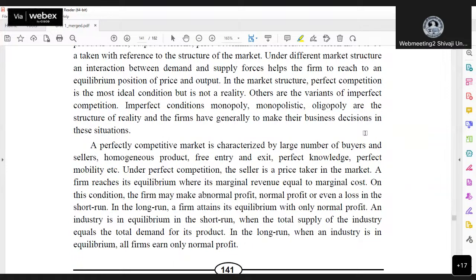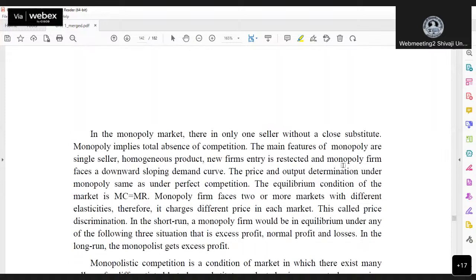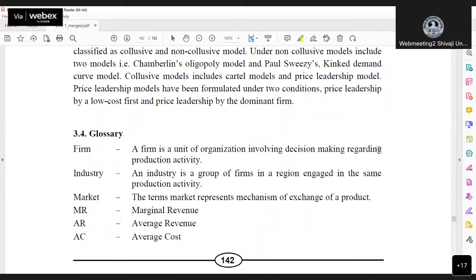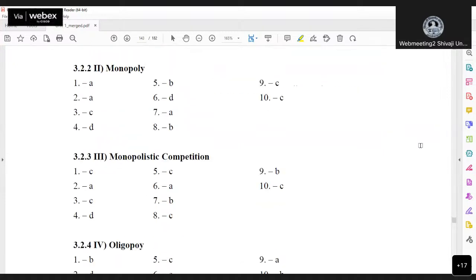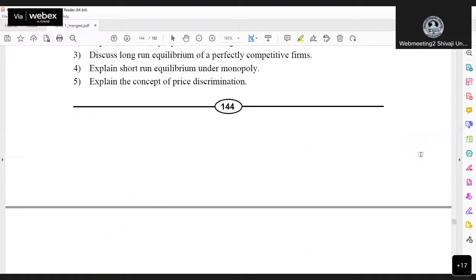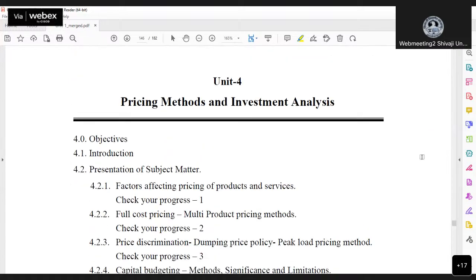What exactly is in your syllabus, what is meant by which terminologies, what is the scope of your syllabus, what are the objectives of your unit, and at last the glossary. I need not tell these things again and again. We are considering that you have studied all these things and concepts properly. Then unit number 4, pricing methods and investment analysis.